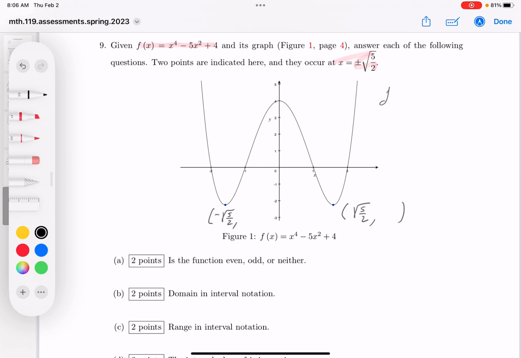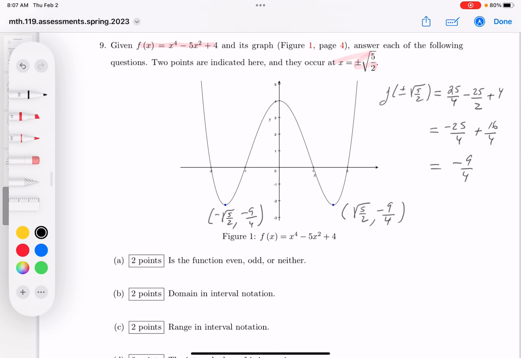Well, f of plus or minus the square root of 5 over 2 is relatively simple to do. It's going to give you 25 quarters, and then minus 25 halves, and then plus 4. I'm going to be very careful here. 25 quarters minus 50 quarters would be minus 25 quarters. That's not so bad. And then 4 in terms of quarters is 16 quarters. So I get minus 9 quarters. So for both of these numbers, the ordinate is minus 9 quarters.